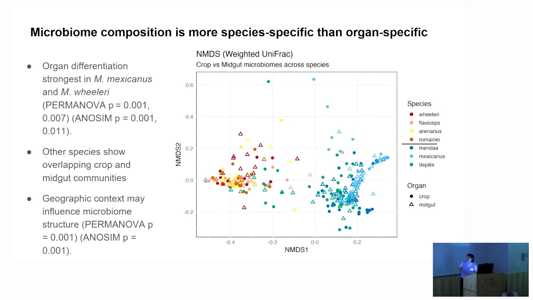Another thing to note here is that you can see two distinct clusters of these warmer tone colors and these cooler tone colors. The warmer tone colors are the samples that we collected from California, and the cooler tone colors are our samples that we collected from Arizona. So we do think that geographic context could play some role in influencing microbiome structure, and it seemed to be statistically proven with our PERMANOVA and Anderson.